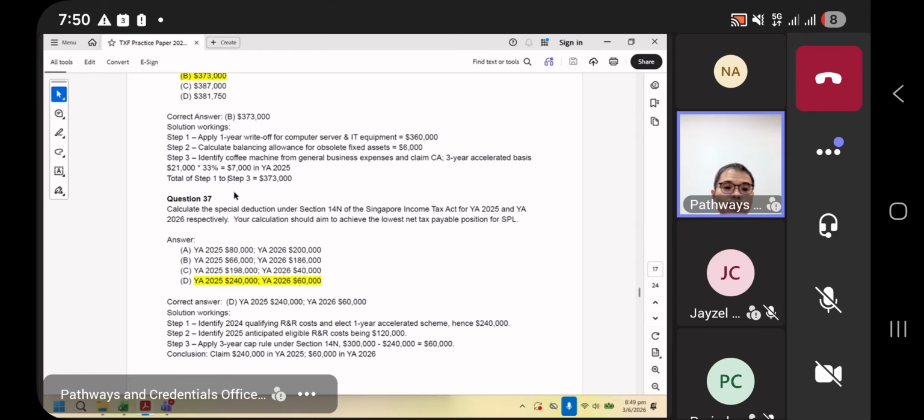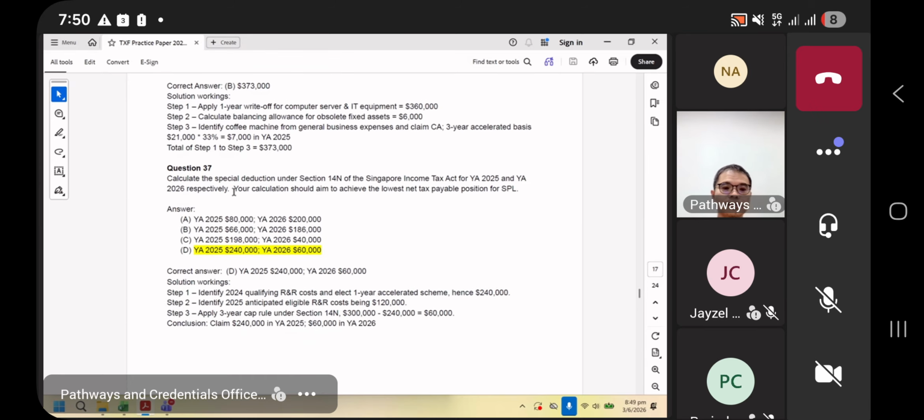Okay, so question 37 tests your concept of section 14N. Whenever you see anything relating to renovation, it's really to test your concept on section 14N. And for 14N, the magical number that you all need to remember is 300,000. There is a cap of 300,000. With effect from YA 2025, when you have a section 14N, you can claim it within a year. You don't need to amortize it over 3 years.